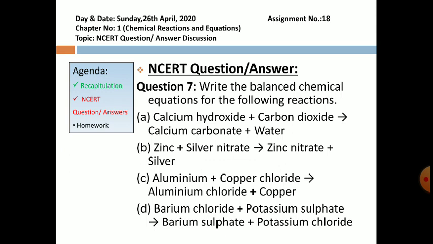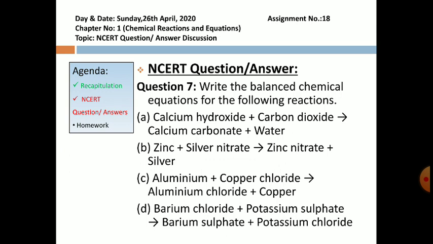C part, aluminium plus copper chloride gives aluminium chloride plus copper. Balanced equation becomes 2Al plus 3CuCl2 gives 2AlCl3 plus 3Cu.